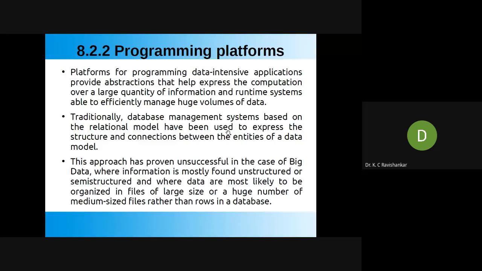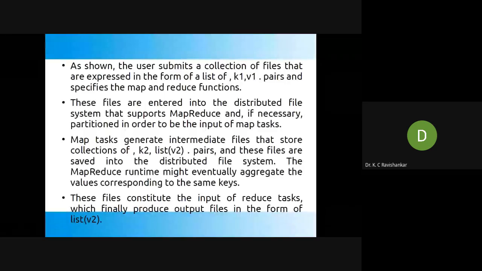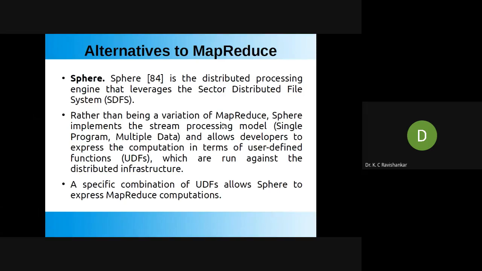Later we have seen the MapReduce programming model, how Map and Reduce are working, and these are the things from today. We have seen Hadoop, Pig, Hive, MapReduce, Sphere, and Twister, alternatives to MapReduce also. I'll conclude my class now here.